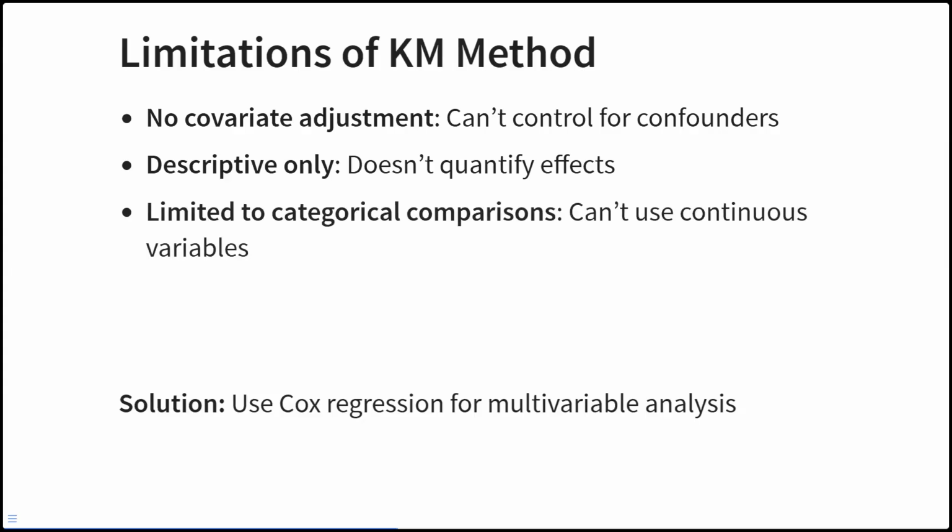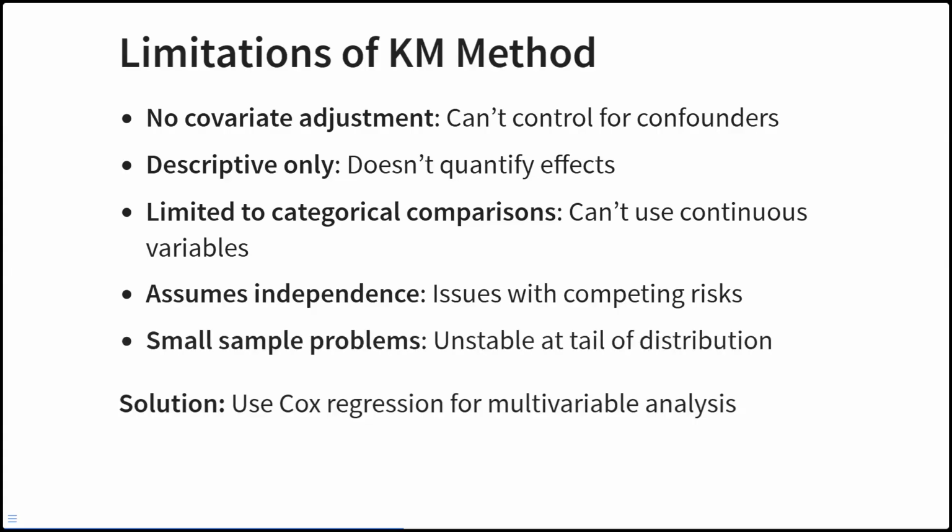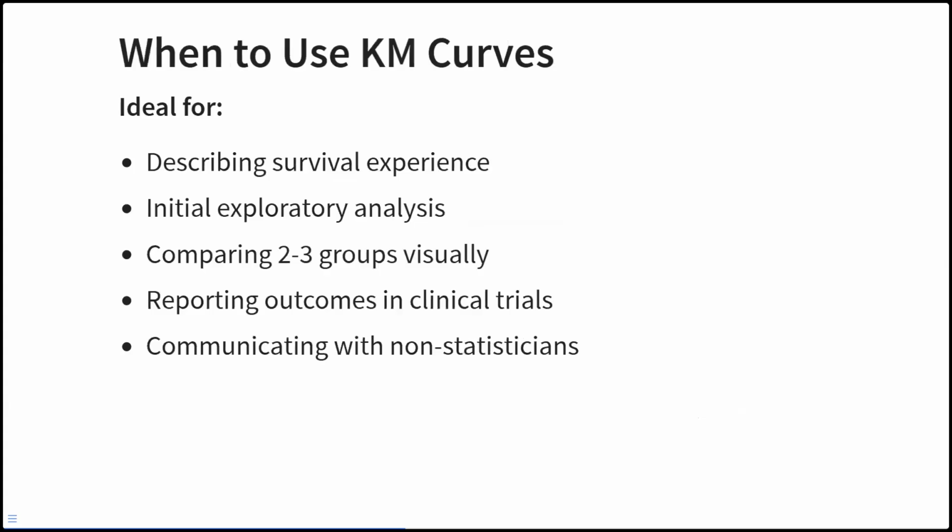The third one, it is limited to categorical comparison. You cannot use continuous variables, because if you have a continuous variable like age, how can you use it? For you to be able to use the Kaplan-Meier curve, you need to break age into categories. If you have something like BMI, you need to break BMI into categories. If you have something like weight, you need to break it into categories. So that is also one of the limitations. Then it assumes independence, so there are issues with competing risks and also small sample problems. It's usually unstable at the tail of the distribution. So these are some of the limitations of the Kaplan-Meier method.